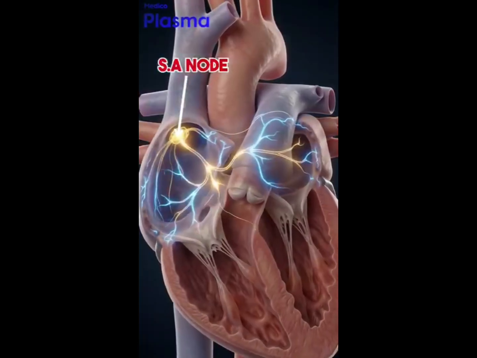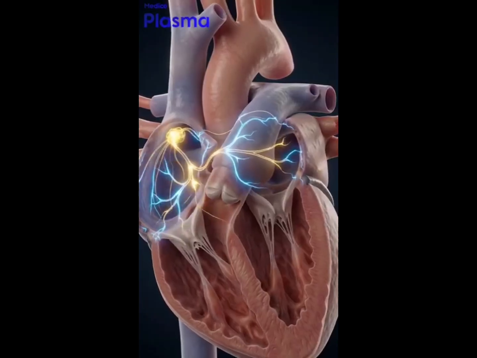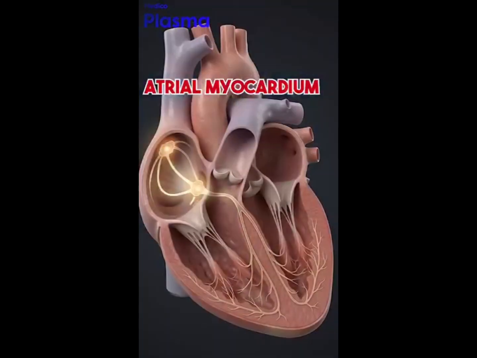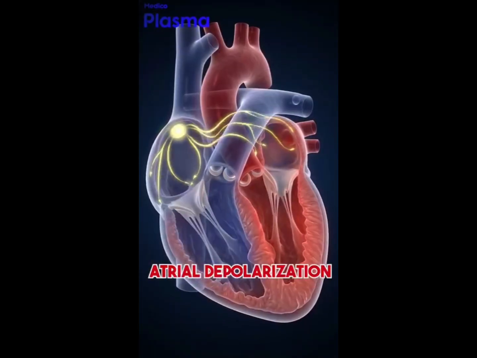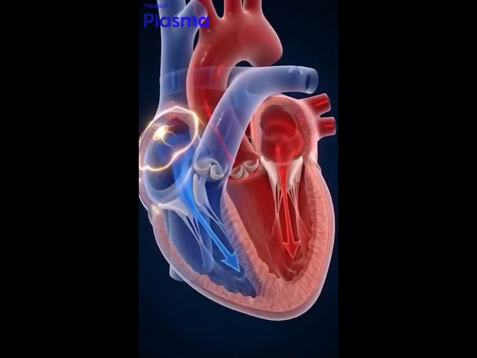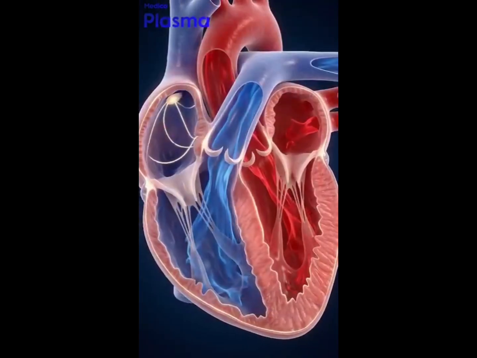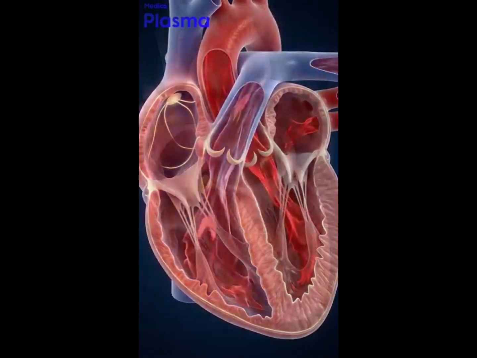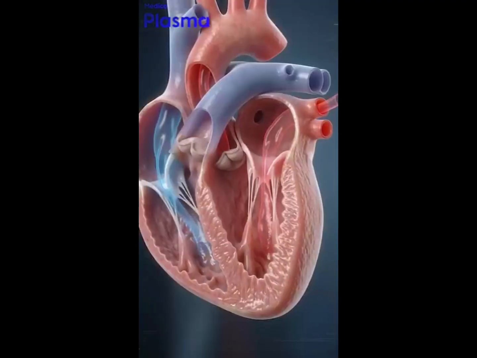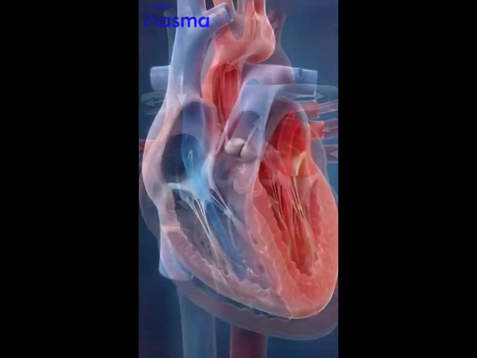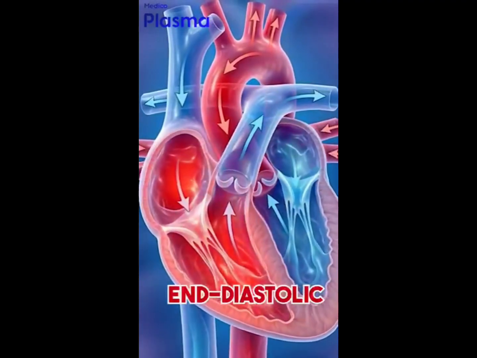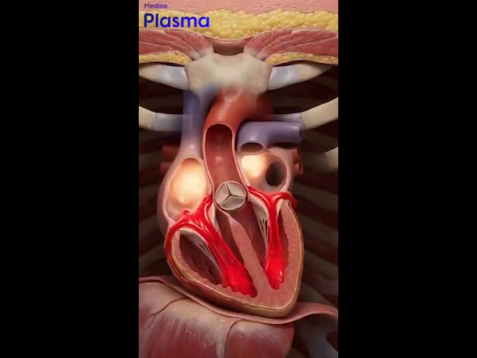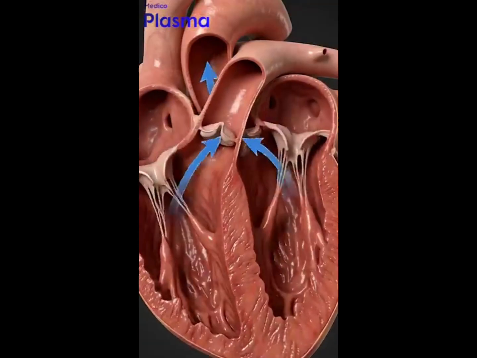The sinoatrial node then generates an electrical impulse which spreads across the atrial myocardium, causing atrial depolarization and atrial systole. Atrial contraction pushes the remaining blood into the ventricles, ensuring complete ventricular filling. The volume of blood present in the ventricles at the end of this phase is called the end-diastolic volume, which represents the maximum ventricular filling before contraction.